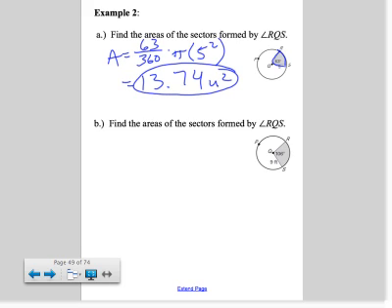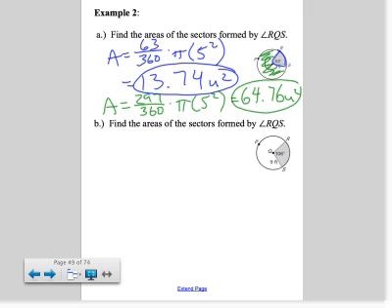If I want to find the area of the other sector, I could find the area of the whole circle and subtract, or I could just say A equals the measure. Looking at this sector, I can find the angle: 360 minus 63 is 297. So I have 297 over 360 times pi 5 squared. Going to my calculator, 297 divided by 360 times 3.14 times 25, I got 64.76 units squared for the area of the bigger sector.